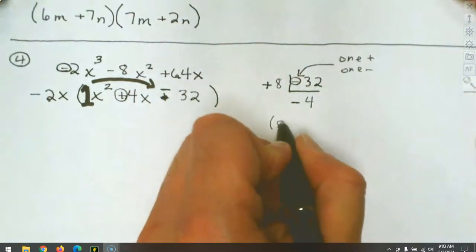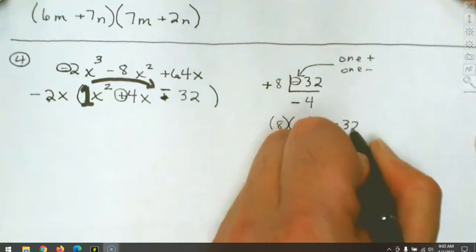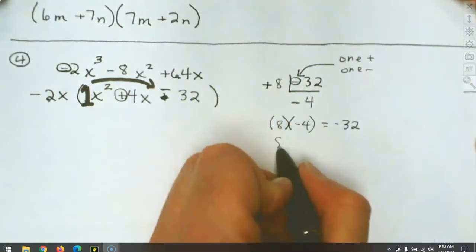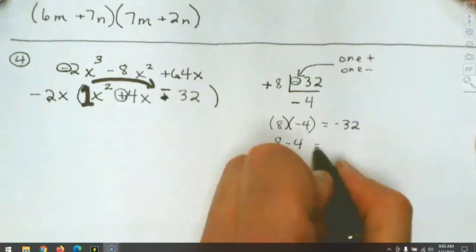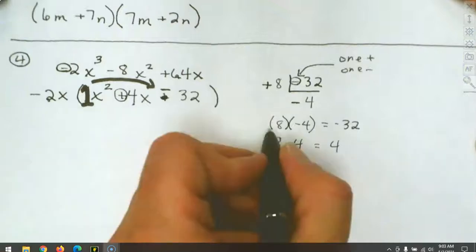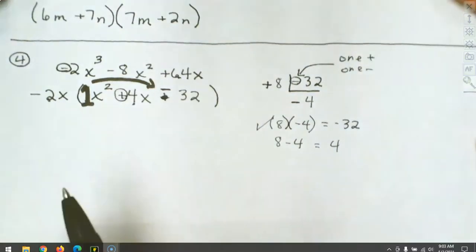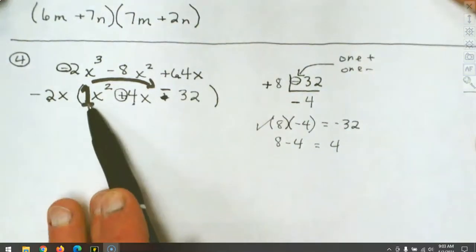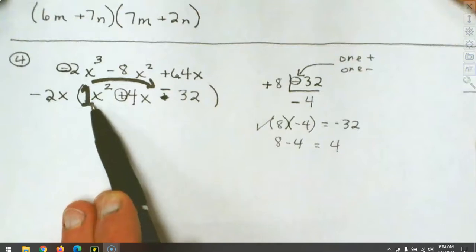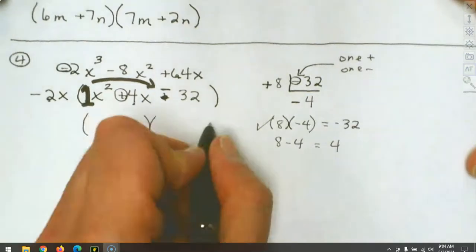Because 8 times negative 4 is negative 32, and 8 minus 4 is the 4 that's here in the middle. So that's how we were able to check it. We do not have to do grouping because of the 1. Whenever we had to add that 1 in, we don't have to do grouping. We can actually just jump to our factors.